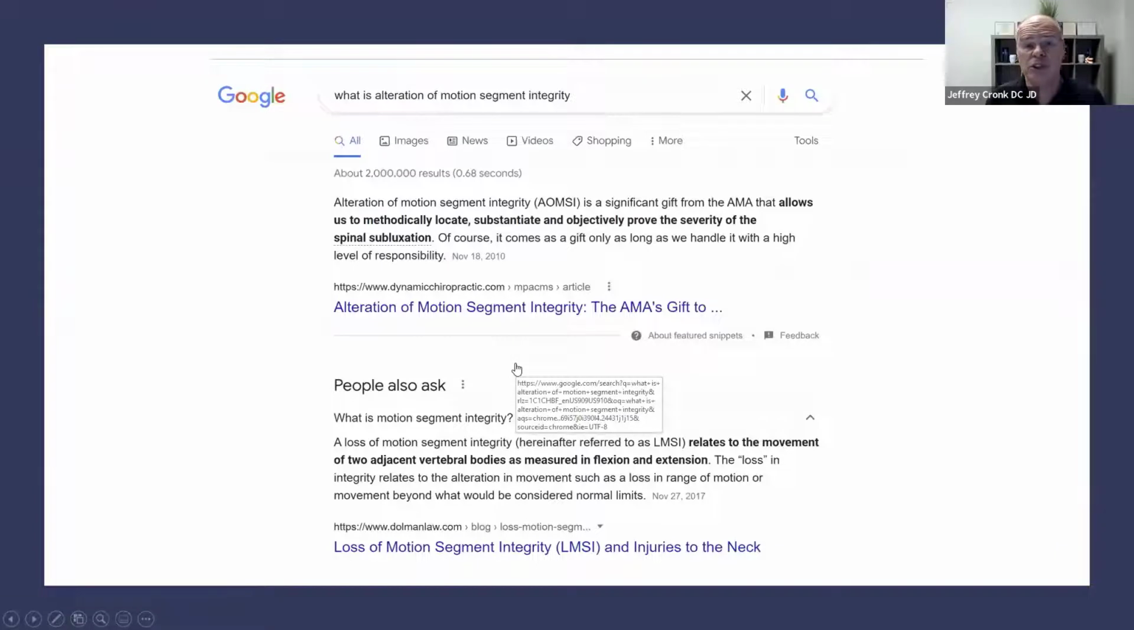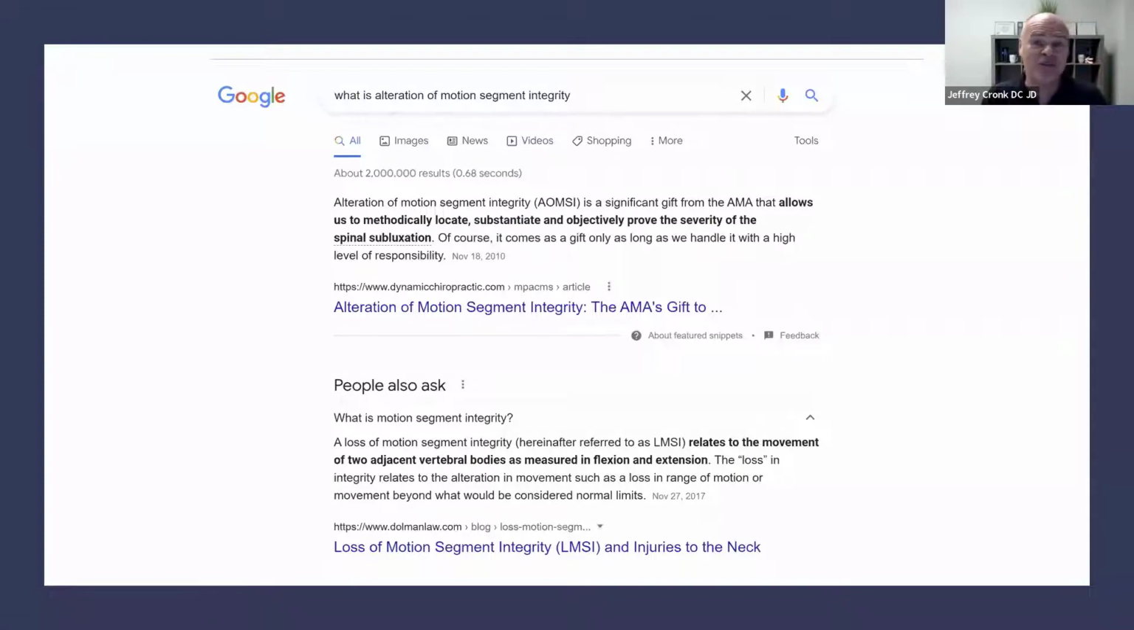When I went to Google search it today, if you Google search what is alteration motion segment integrity, my article comes up first. That's an article that I wrote in 2010 in Dynamic Chiropractic to say that alteration motion segment integrity was the biggest gift that the AMA ever gave the profession of chiropractic, but my profession has dropped, fumbled, squished, annihilated the opportunity that the AMA gave.